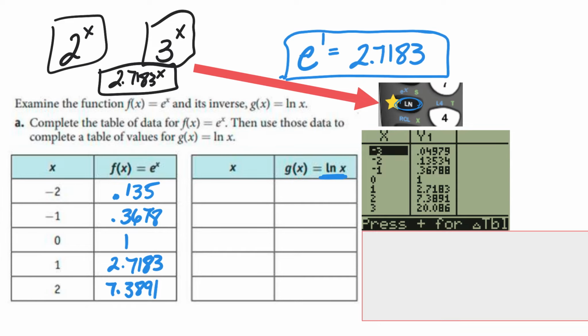So tomorrow we'll take a look at our log-based stuff, and then we'll start transforming those things. The transformations, we've actually already studied these. We know how to move stuff left and right, up and down. We know how to stretch and compress them. It's going to be the same process with these. They just are shaped differently.